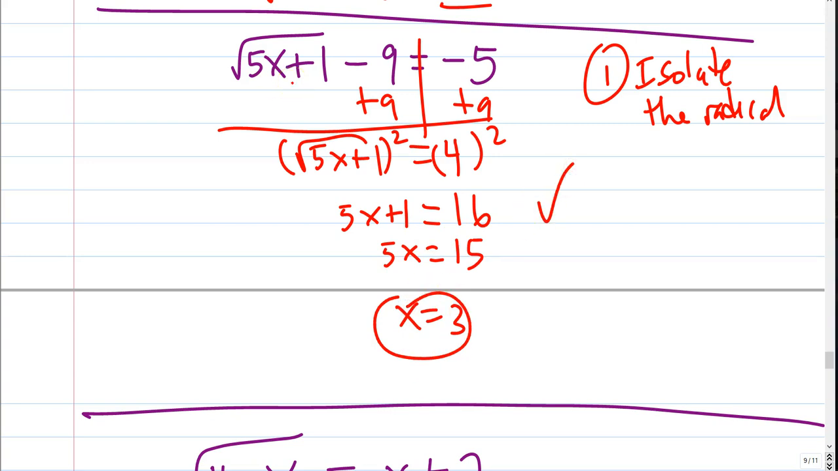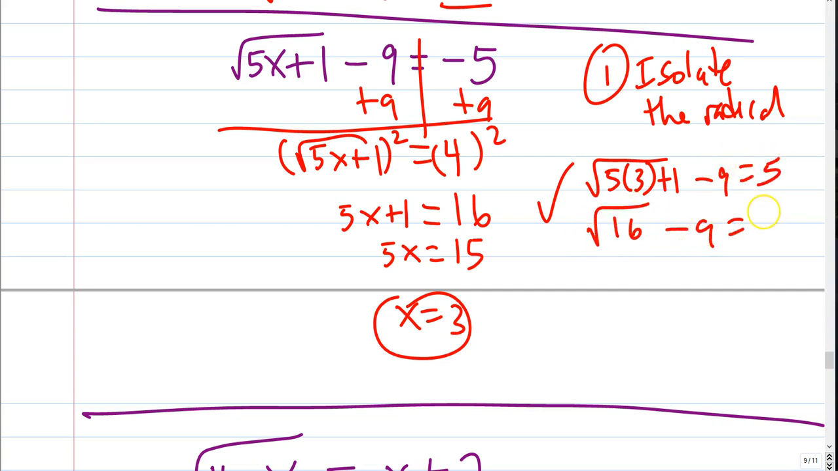5 times 3, 15, plus 1, minus 9 should equal 5. The square root of 16 minus 9 should equal 5. 4. Oh, good thing. I was like, something's wrong. This should be a negative 5. 4 minus 9 equals negative 5. Negative 5 equals negative 5.